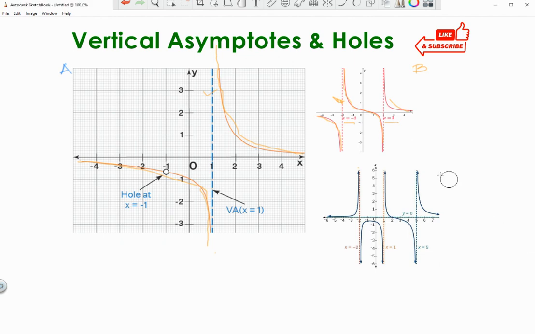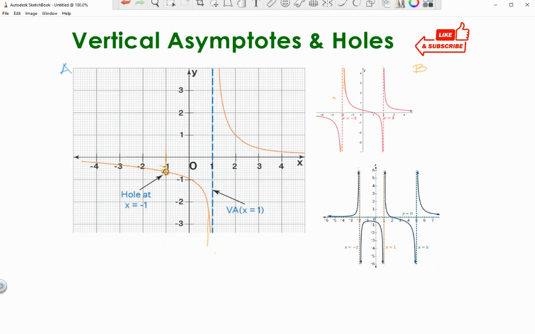Now, what is a hole though? A hole, on the other hand, is a point on your graph that is not part of the function, meaning it does not really have a value for x or y. For example, this one right here on the first graph. The other two graphs do not have holes, but on the first one, you have this hole right here. At what value of x? That value of x is right there at -1.